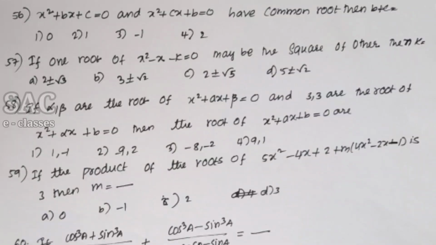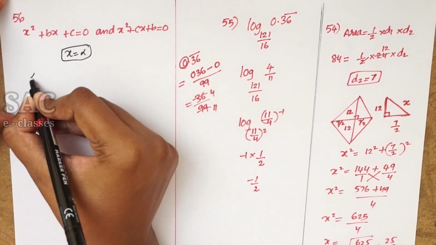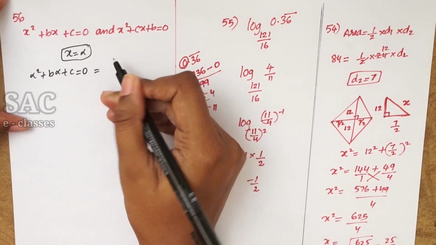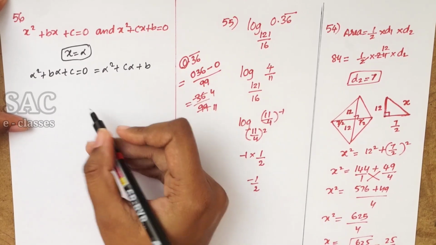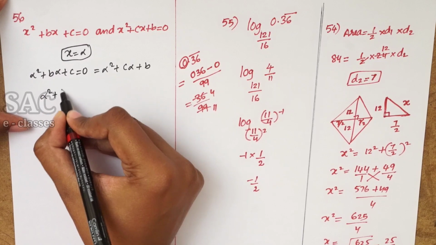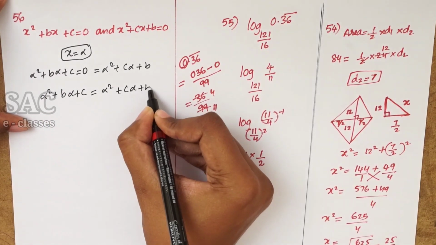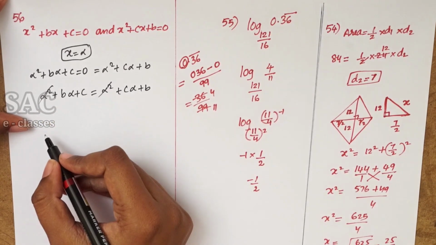X square plus bx plus c equal to 0 and x square plus cx plus b equal to 0 have a common root, then the b plus c value is. Let us think that alpha is their common root. Then alpha square plus b alpha plus c equal to 0, as well as alpha square plus c alpha plus b equal to 0. Let's equate now. Alpha square plus b alpha plus c equal to alpha square plus c alpha plus b. Alpha square gets cancelled.